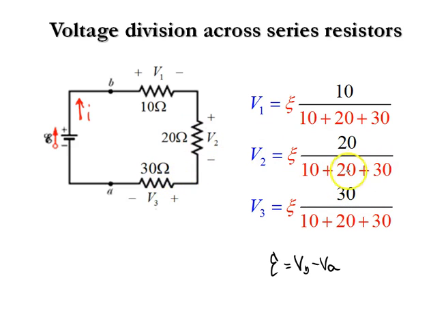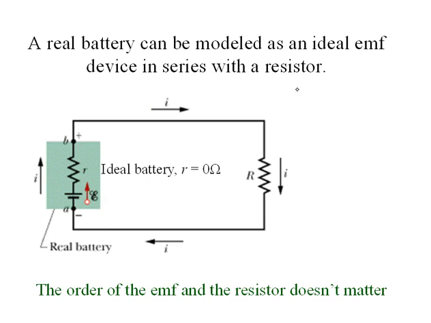And similarly for V3. So V3, that 30 ohms is our R3. So that's voltage division. We can use that as well as a way to analyze. We have to make sure that in fact our resistors are in series and we're using the voltage across the sum of all of the series resistances.